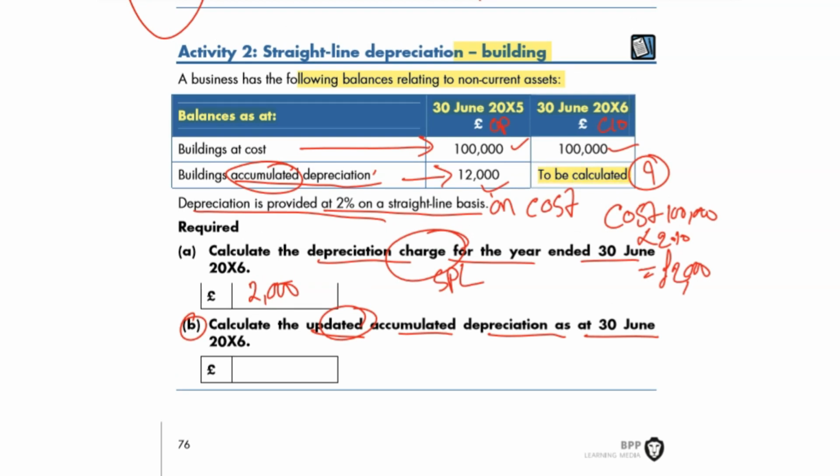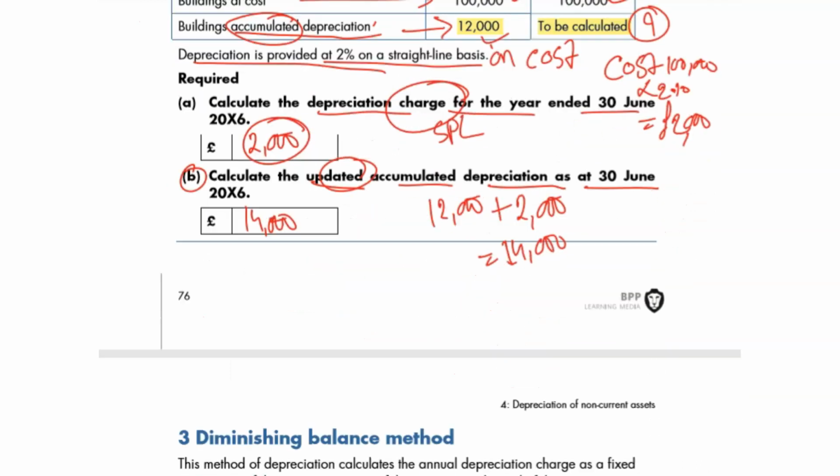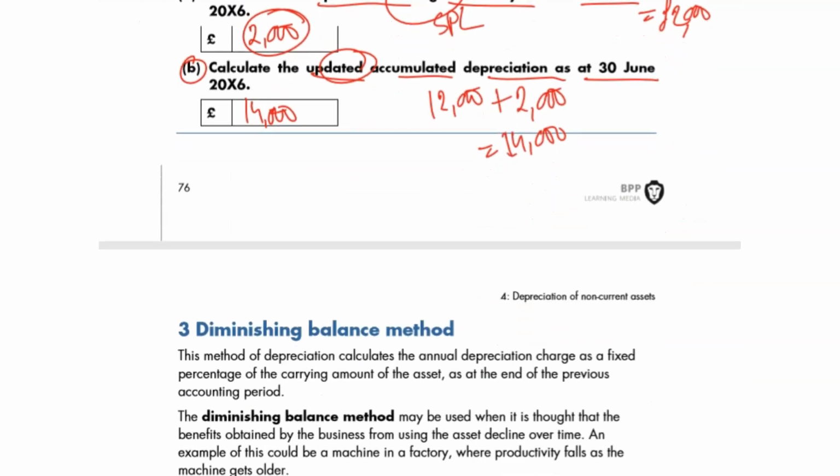So last year's accumulated depreciation is 12,000 and this year's depreciation is 2,000. We add this year's depreciation to last year's to get our accumulated depreciation, which is 14,000. That should be your answer for accumulated depreciation. Okay people, so that was the straight line method of depreciation. Next is diminishing balance. So see you in the next video.